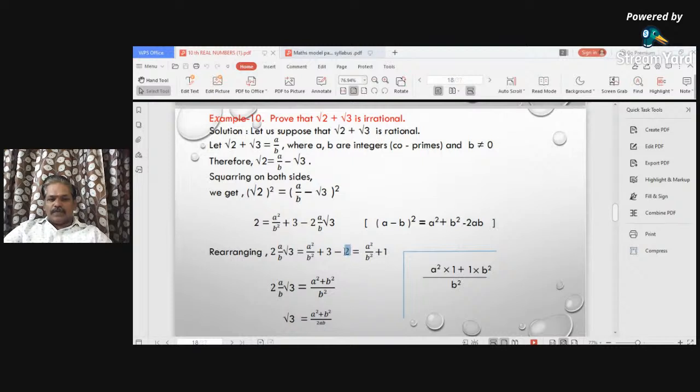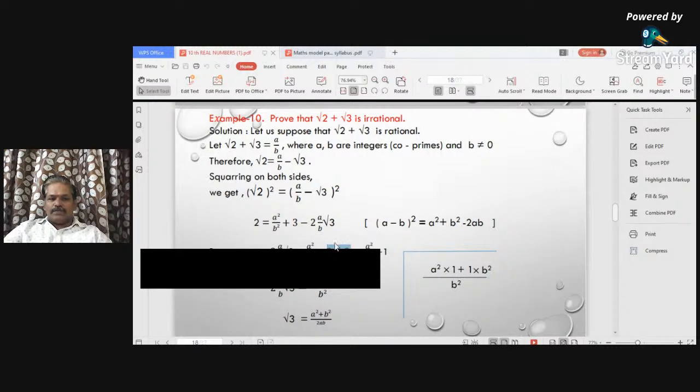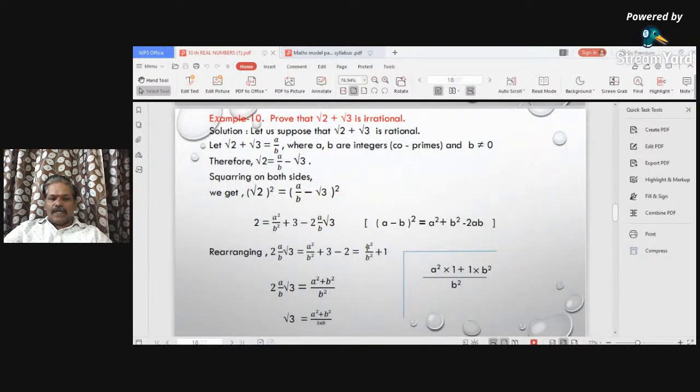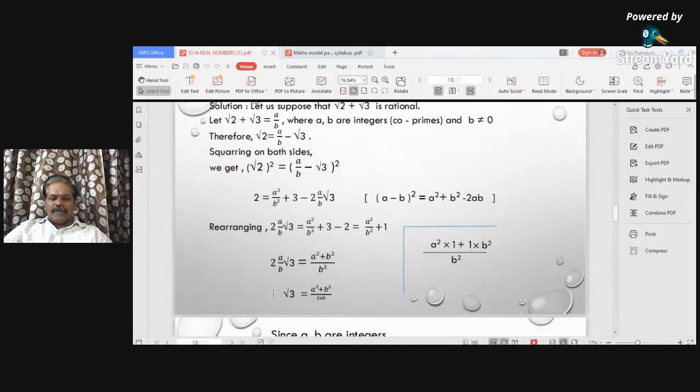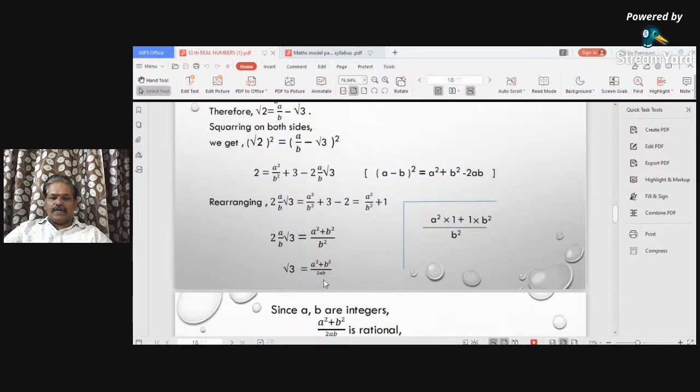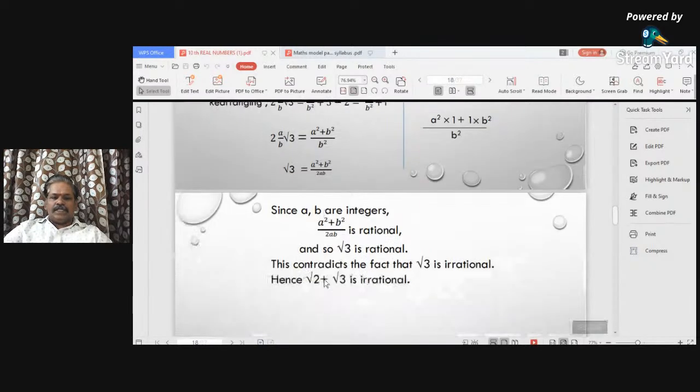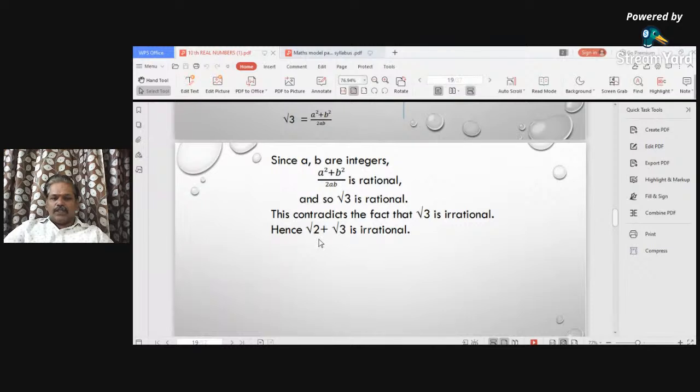3 minus 2 is 1. So a square by b square plus 1. Again simplifying that, we get root 3 is equal to a square plus b square by 2ab. Since a, b are integers, a square plus b square by 2ab is a rational number. So root 3 is a rational number. This contradicts the fact that root 3 is irrational. Hence root 2 plus root 3 is irrational.